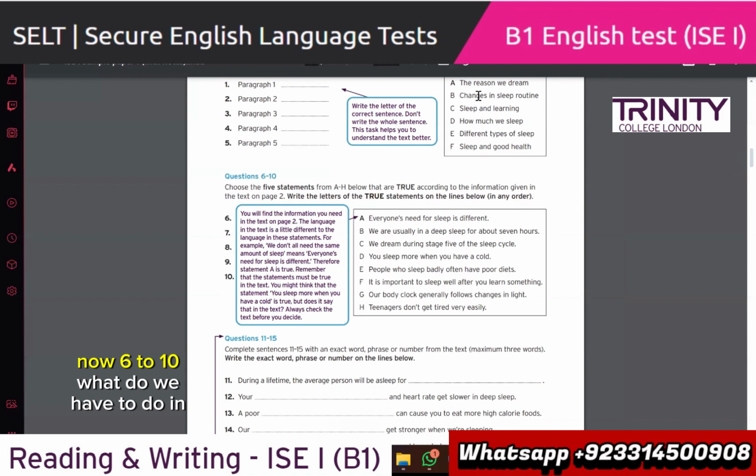Okay, now 6 to 10. What do we have to do in 6 to 10? I can understand this one because of your lesson last week. Okay, 6 to 10. What type of question do you have at 6 to 10? It's A to H. Which statement is true? Which statement is false? We just need to select 5 true statements.